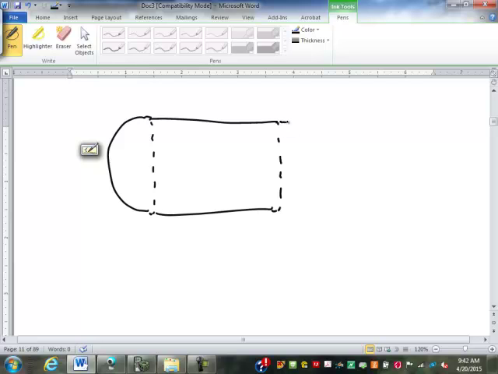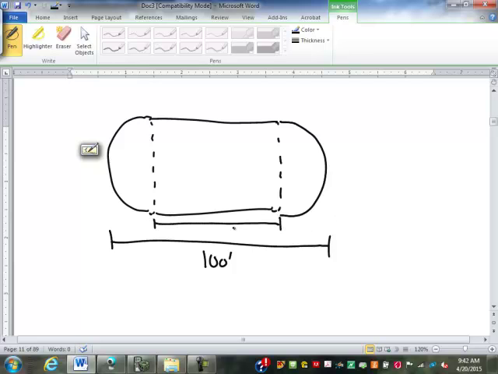That's a rectangle. And another half circle. Let's say this is 100 feet total, and this to here is 60 feet. Find the area of that for me. Of the whole thing.